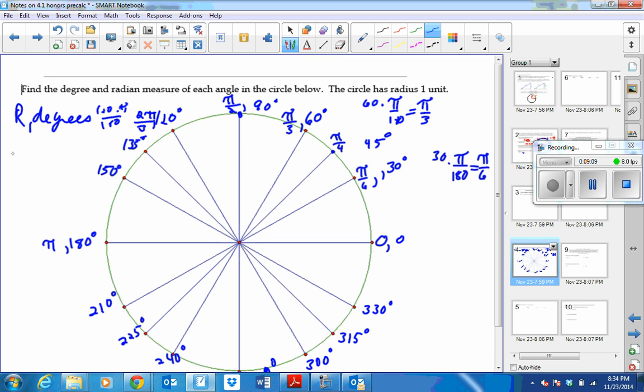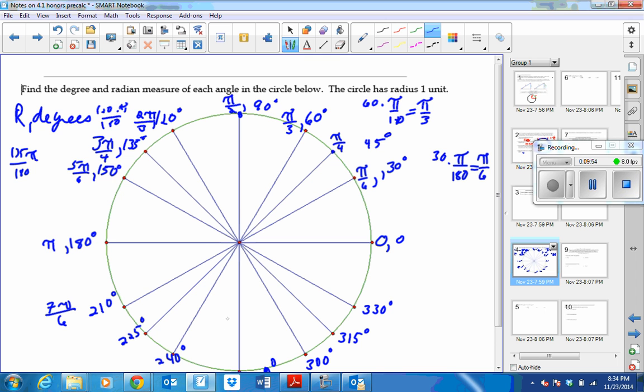135 degrees. So 135 times pi over 180. I can divide both top and bottom by 45, and that's going to give us 3 pi over 4. 150 pi over 180 is divisible by 30, and that is going to give us 5 pi over 6. And 180 degrees, that's just pi. We've done that one. And so now here we have 210 pi over 180, and if we divide by 30 on top and bottom, we're going to get 7 pi over 6.